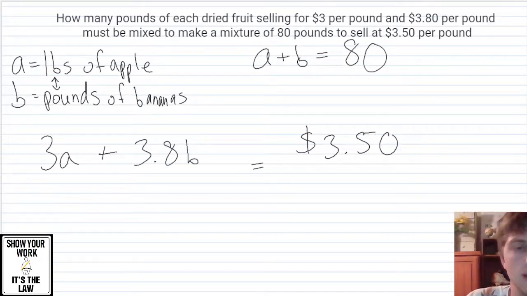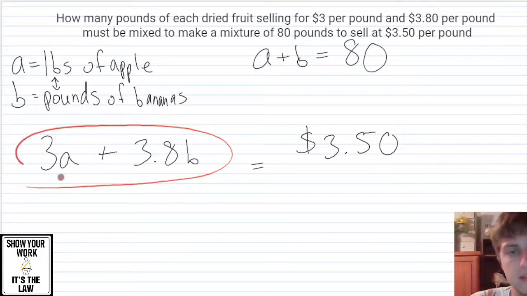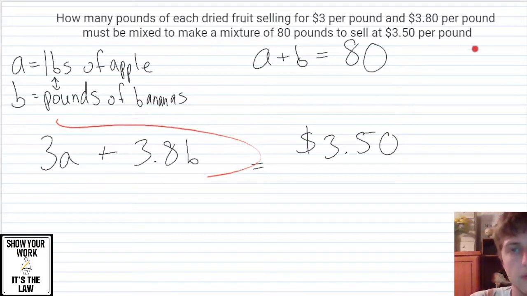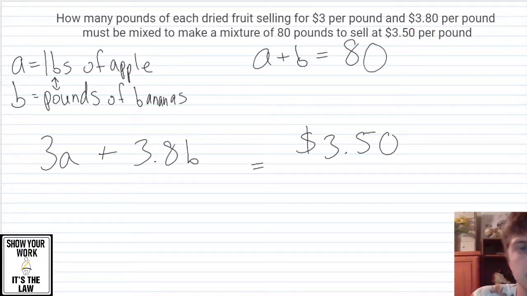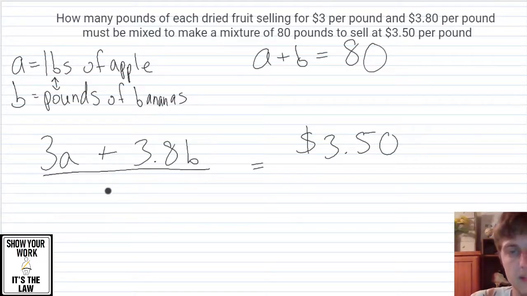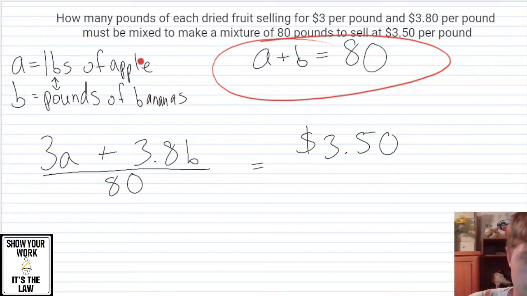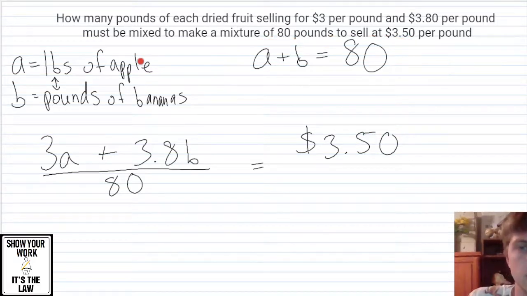Okay? But right here, we just have the price. To get price per pound, what do we got to do? Well, what does per mean? Per means divide. So here's the price per pound. How many pounds is this mixture going to have? 80. Beautiful. Now, we got two sentences with two variables, which means we can do some substitution.